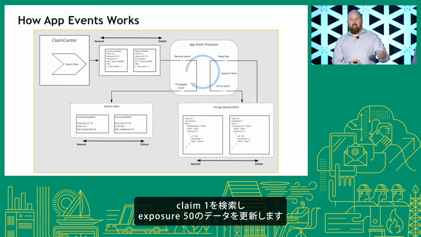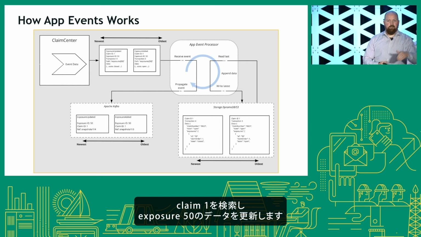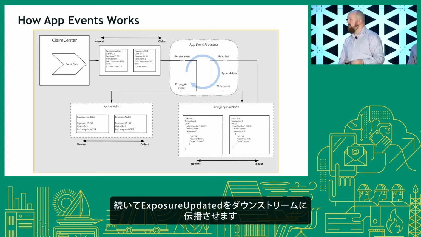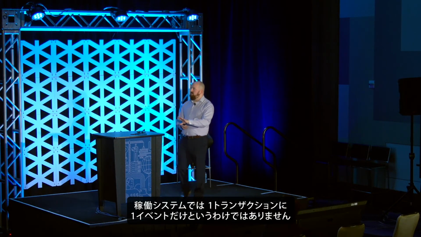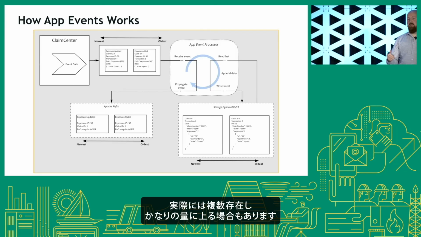It looks up claim 1. It applies the update to exposure 50 in place. It then propagates the exposure updated downstream. Now, in a real running system, there's not one event per transaction. There are many, many. They can be a fairly large number of events.